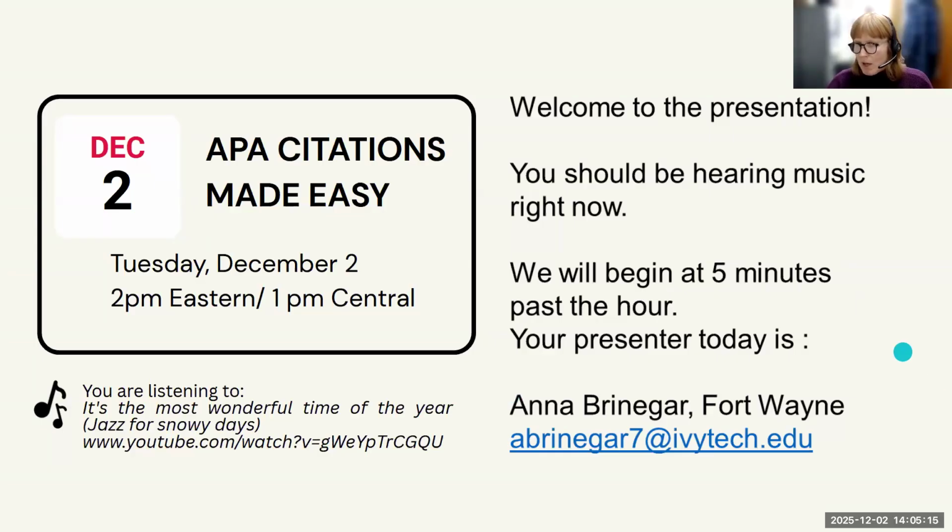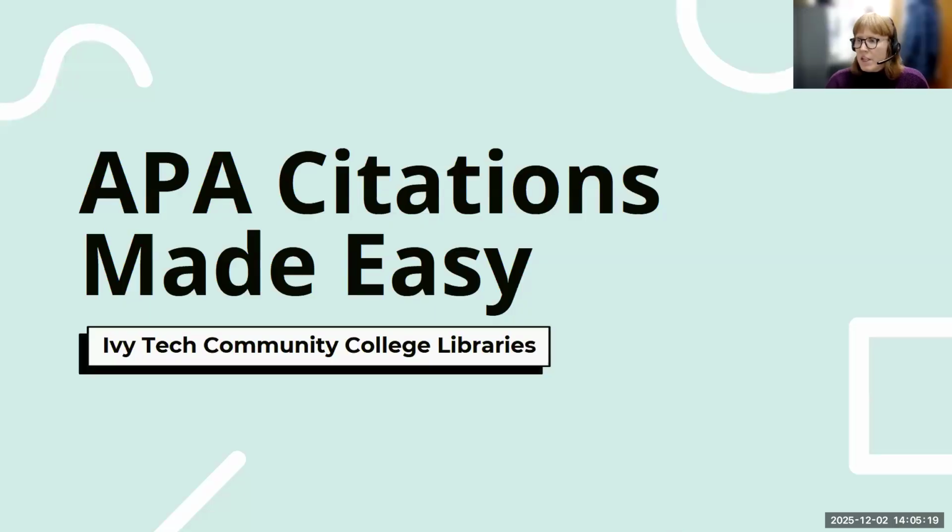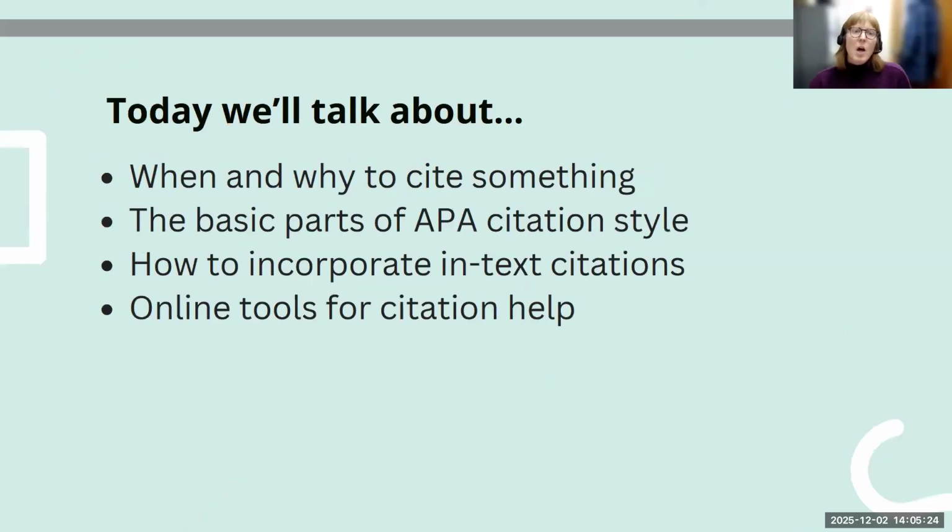So today we're going to talk about APA, of course. We're going to talk about when and why we cite in APA, the basic parts of what APA style looks like, the rules and the layouts of different things that are required in APA. We are also going to go over in-text citation, what that looks like, different ways to use that in your text and what's required, and some examples for that.